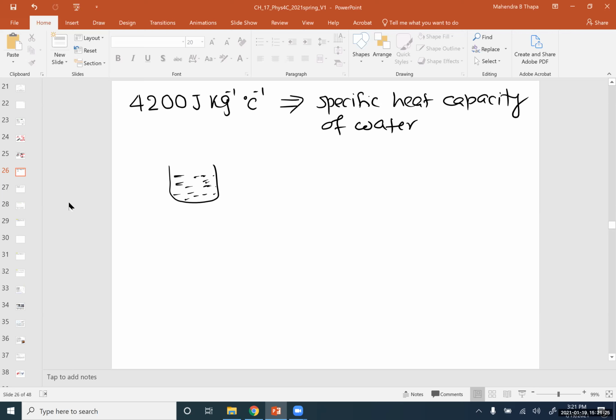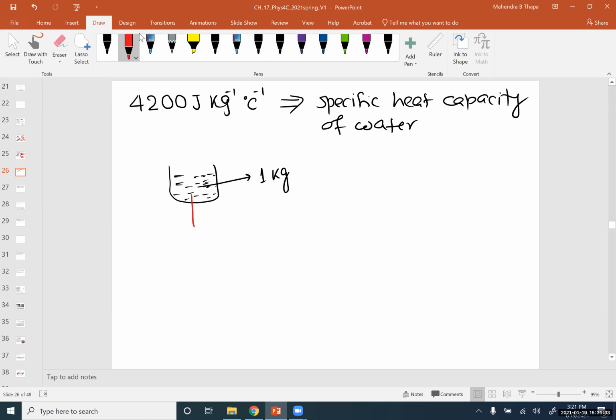Okay, so the mass of water must be 1 kilogram. Then we must supply the heat. Then the heat supplied, this Q, must be 4200 joule. This means, say, before heating, the temperature T1 is, for example, 28 degrees Celsius.